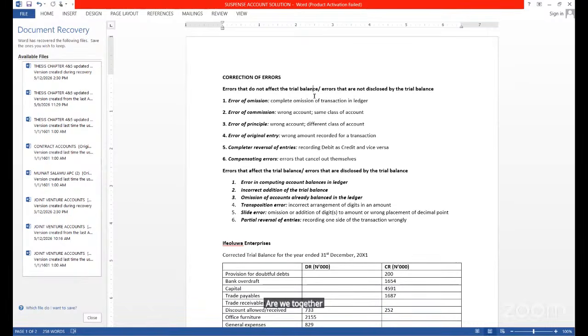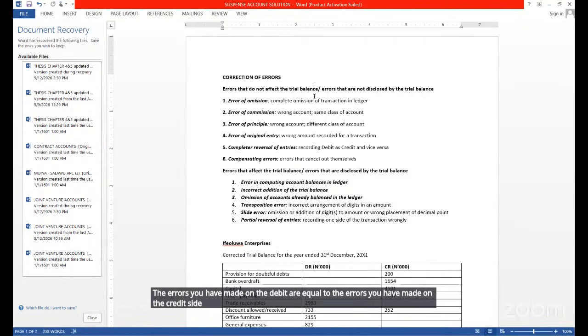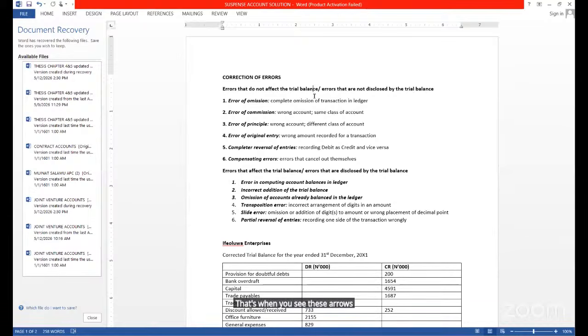The errors you have made on the debit side are equal to the errors you have made on the credit side, such that the two sides' errors cancel out themselves. So this error would not be disclosed by the trial balance until you start taking a deeper look into your books. That's when you see these errors. Are we together?